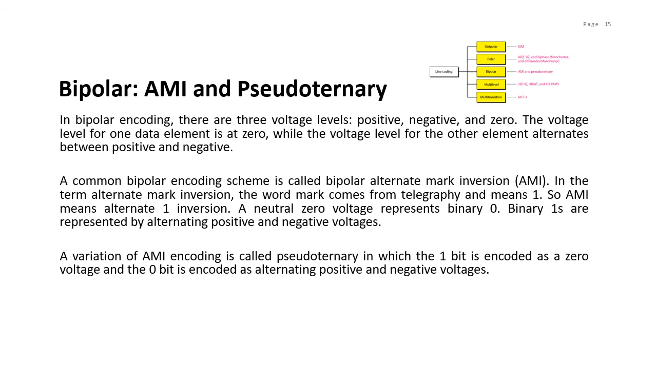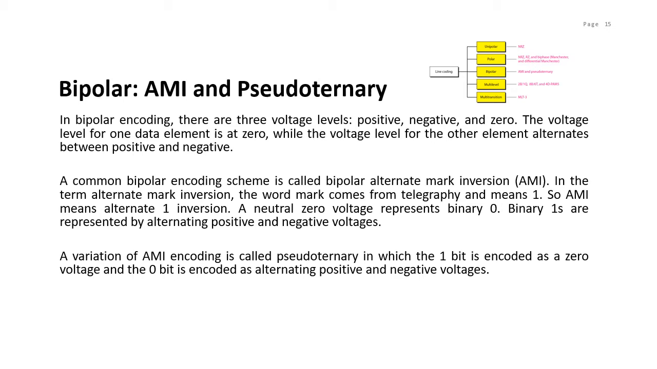Next, let's go to the third category, that is the bipolar. We have AMI and pseudo-ternary. In bipolar encoding, sometimes we call that multi-level binary. We have also another category called multi-level, but in this case, it's for binary multi-level. And in bipolar encoding, there are 3 voltage levels. We have positive, negative, and 0.